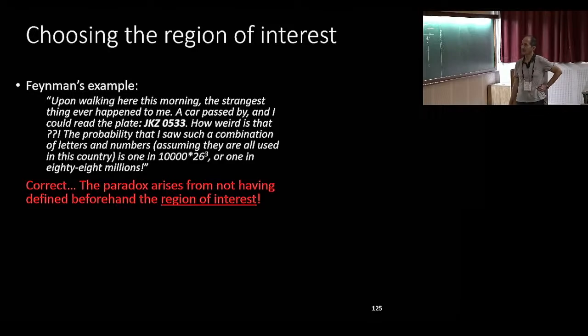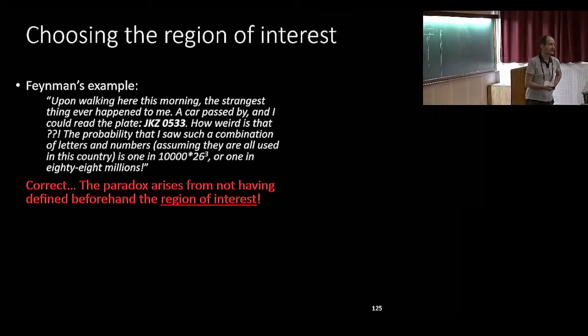So there is famously Feynman who said one day, upon walking here this morning, the strangest thing ever happened to me. A car passed by and I could read the plate, JKZ0533. How weird is that? Because the probability, if you think about it, that I saw exactly such a combination of letters and numbers is 1 in 88 million. So he was saying, I observed something, and the observation is very, very rare.